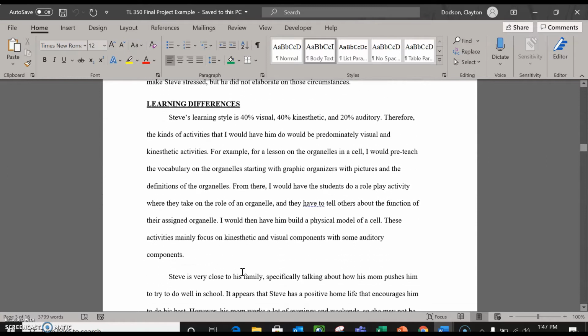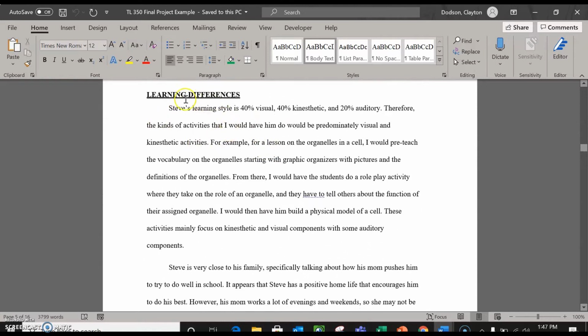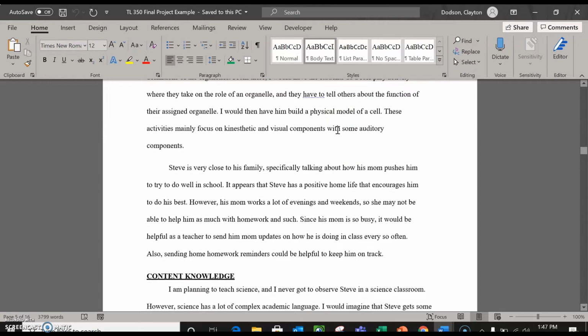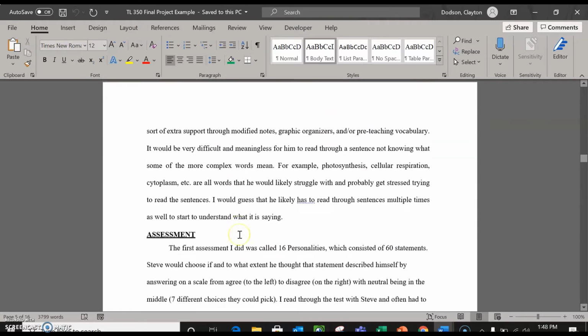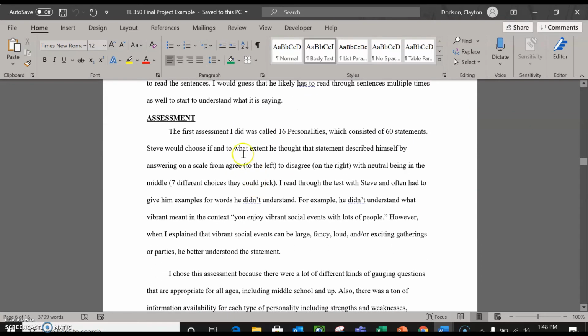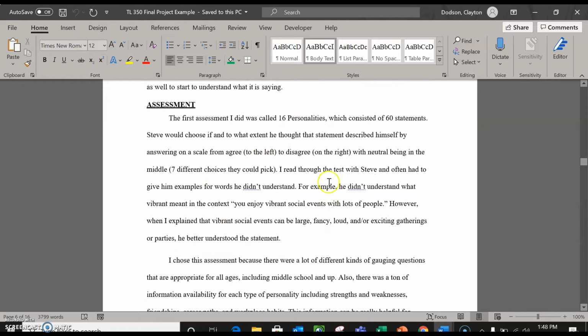Scroll down, learning differences. This Steve, the student, took a learning differences survey, 40% visual, 40% kinesthetic, 20% auditory. Talked about that. Content knowledge, this particular UND student was going to teach science, so they talked about science in this section. Assessment, so the other assessment besides the learning differences assessment, this UND student did the 16 personality quiz and kind of talked about that.